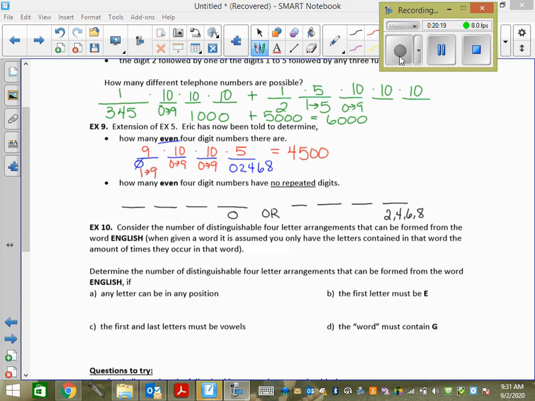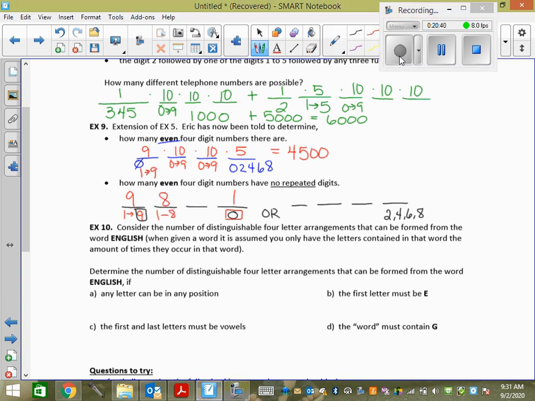So, I'm going to do the 0. I hold the 0. Then I have 1 to 9. So this is actually only one option, isn't it? And then I have 1 to 9, which is 9 options. I hold the 9. Then I have 1 to 8, which is 8 options. I hold the 8. 1 to 7, 7 options.